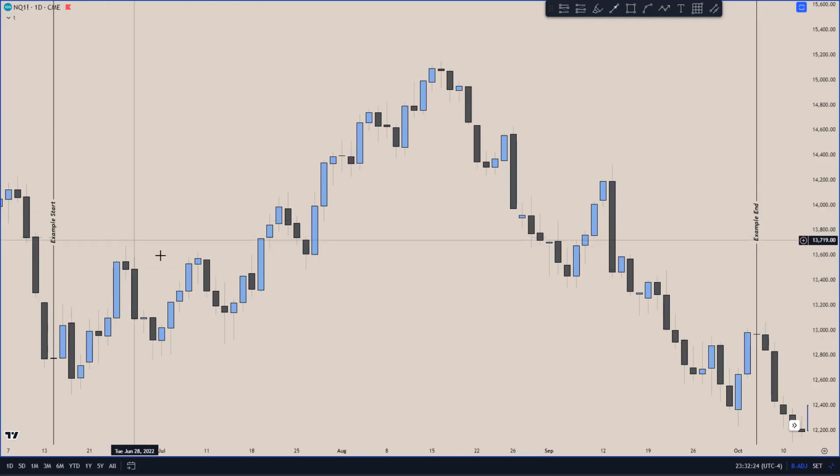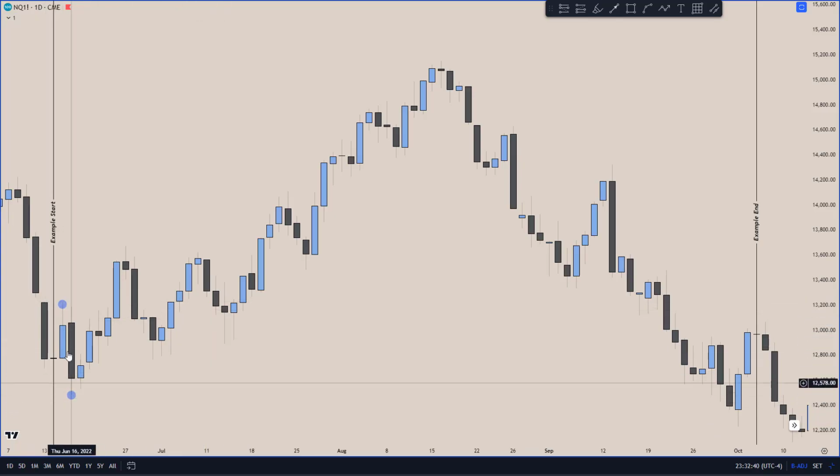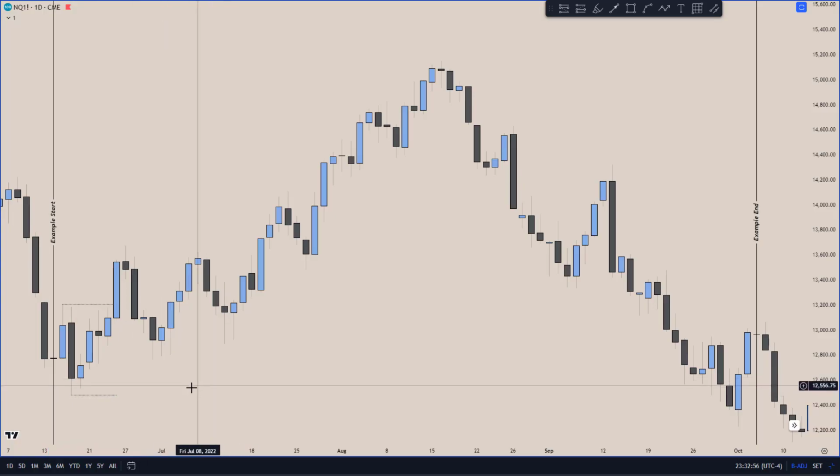So I've put 2 vertical lines on the left and the right to delineate the example start and the example end. And so we can instantly take a look at this high and this low and just assume that's our starting barometer. That's the barometer to start our bullish trend here, right? So this high right here originally is going to be the range high. This low right here is going to originally be the range low, right?